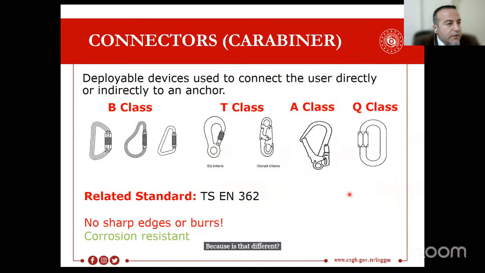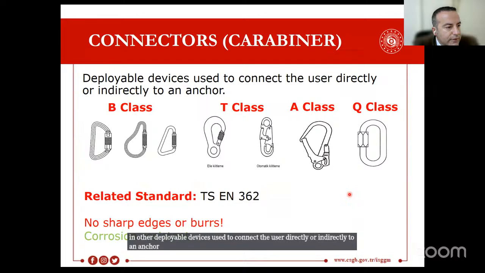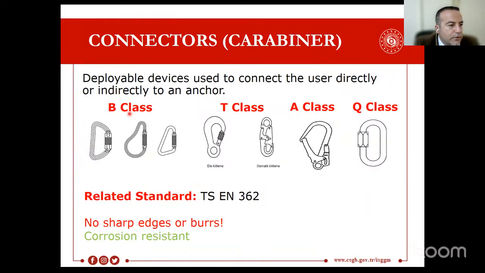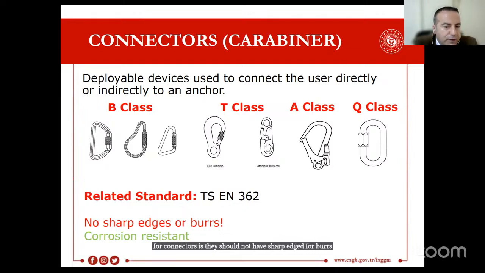And the carabiners, connectors, in other words, carabiners are deployable devices used to connect the user directly or indirectly to an anchor. Classes are as shown here: B class as the type figure you see, T class here, and A class here, and the Q class here. And the related standard is 362. Important point for the connectors is they should not have sharp edges or burrs, and they should be corrosion resistant because these are metal parts.